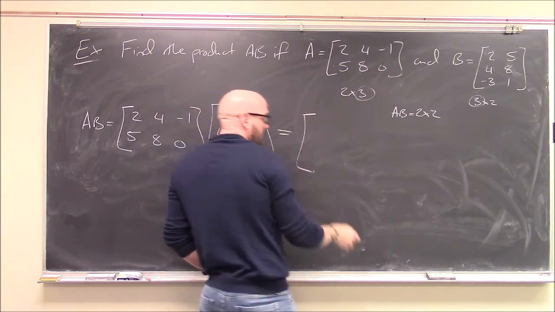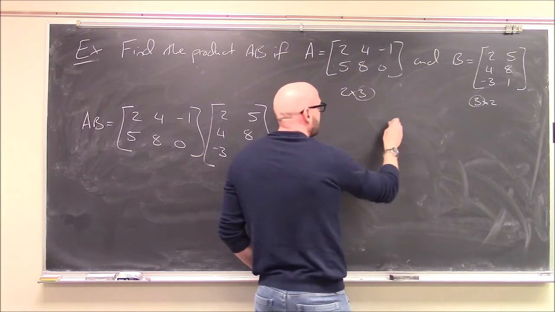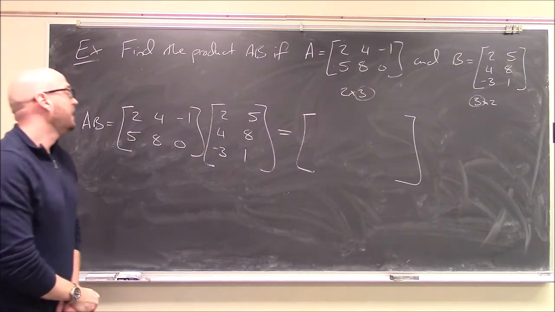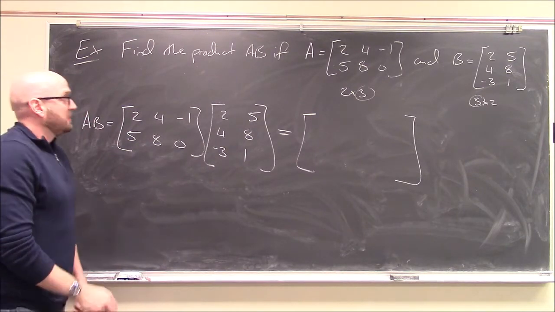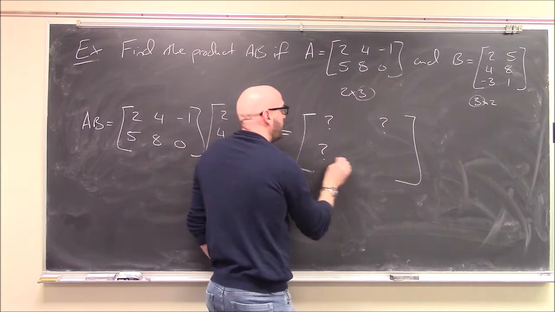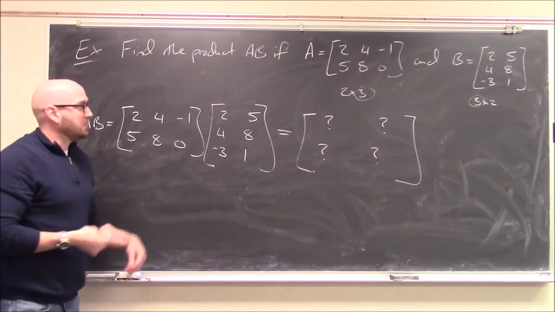So I know my product is going to be a 2 by 2 matrix. And I'm going to make it pretty big here because I have a lot of writing to do. But what are our entries going to be? Here I've got 4 entries that I need to fill out, right? Go back to our definition. What does the definition say?